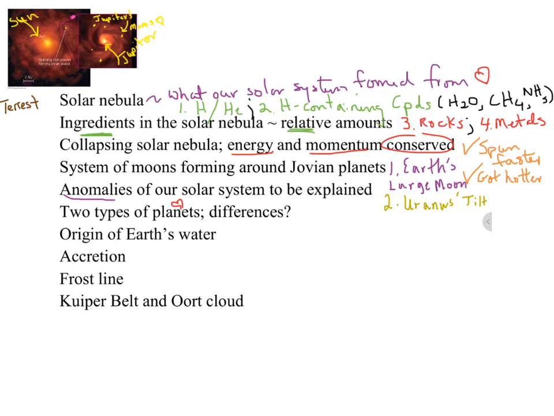Okay, so the two types of planets, of course, we have terrestrial planets and Jovian planets, and I want you to be able to say kind of how they're different. So I put small and large, rocky and gaseous, inner and outer, with regard to terrestrial and Jovian planets.